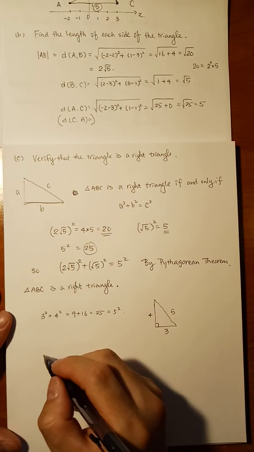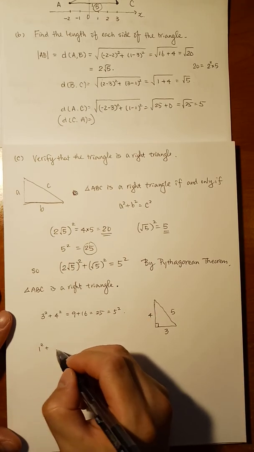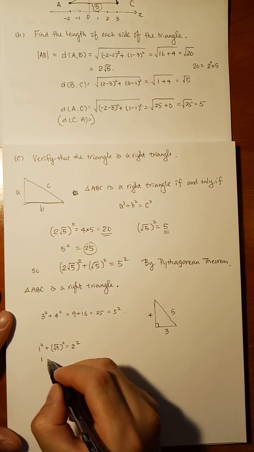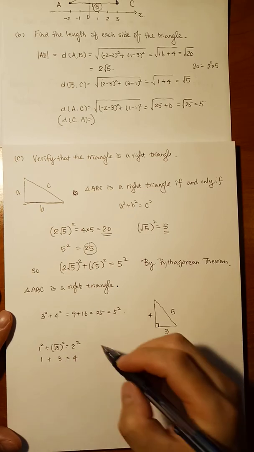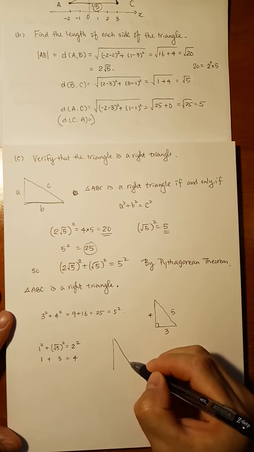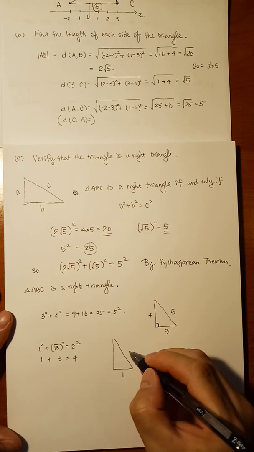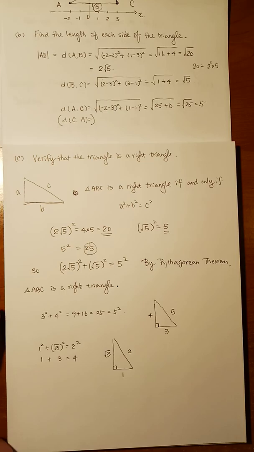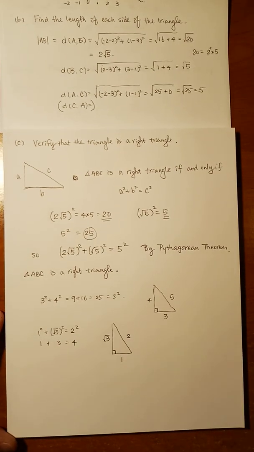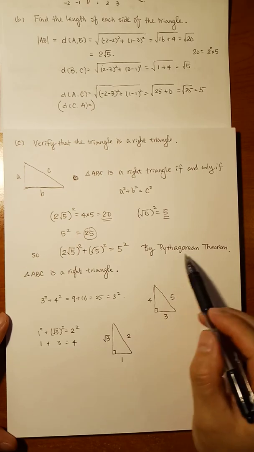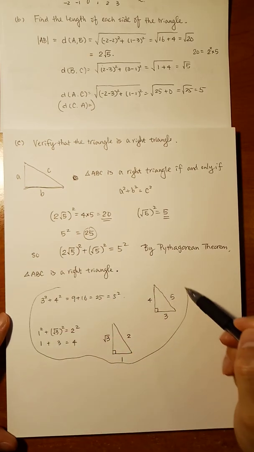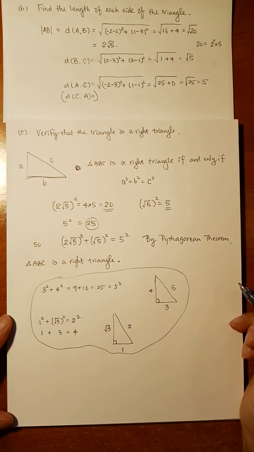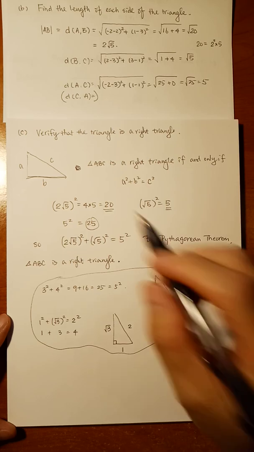Or you can get any others. For example, 1 squared plus square root of 3 squared is equal to 2 squared. This is 1, this is 3, equal to 4. So we know that if this side is 1, this side is 2, this side is square root of 3, then this is a right triangle. All right? Yeah, so that's an example of this application of the Pythagorean theorem. It's not part of a problem, so I just enclosed it. Okay, we finished part C.